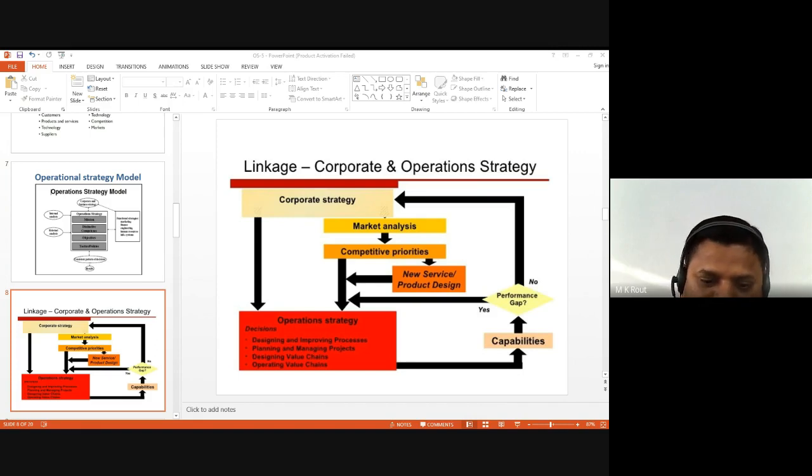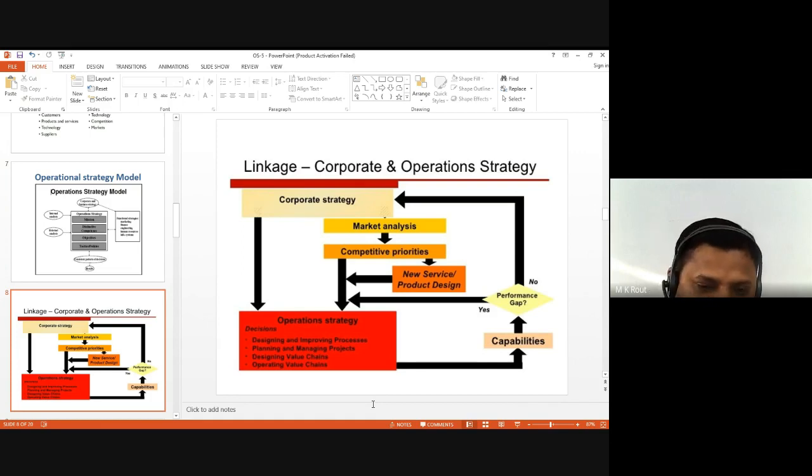Clear? So if you link corporate and operational strategy, as you know, your operational strategy model basically includes corporate strategy, marketing strategy, and the next one is operational strategy. Corporate strategy directly communicates or provides the decision regarding design and improvement process.